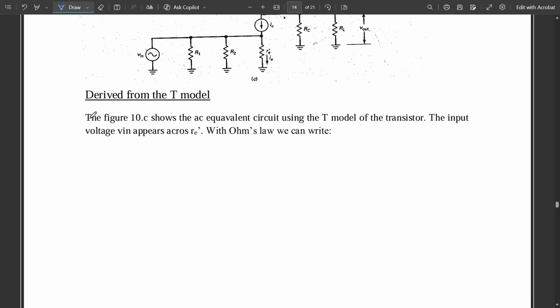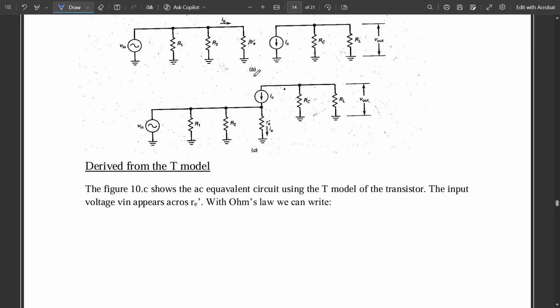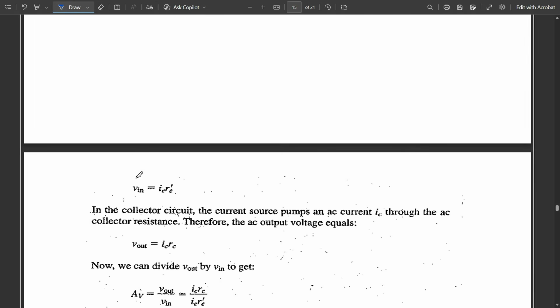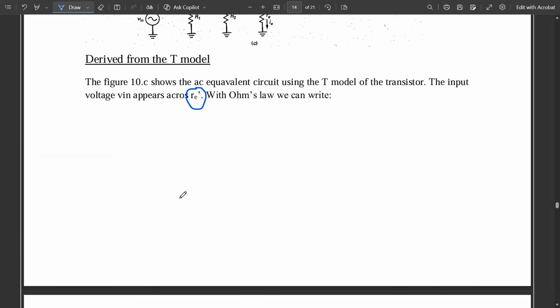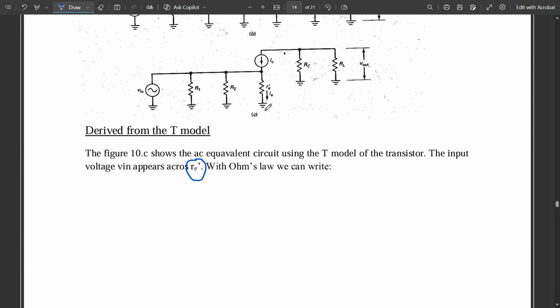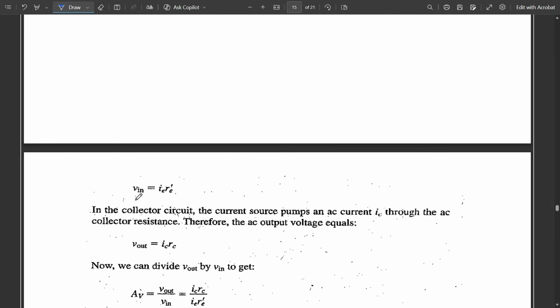Derived from the T model, this is figure 10C. I already told you the structure, how it looks. It shows the AC equivalent circuit using the T model of the transistor. The voltage V in appears across RE dash here. With Ohm's law, we can write V in is equal to IE into RE dash. Here we do not have the factor beta. Directly you could write it with the current flowing, which in this case is the current flowing through the RE resistance. So IE into RE dash is the input voltage V in.